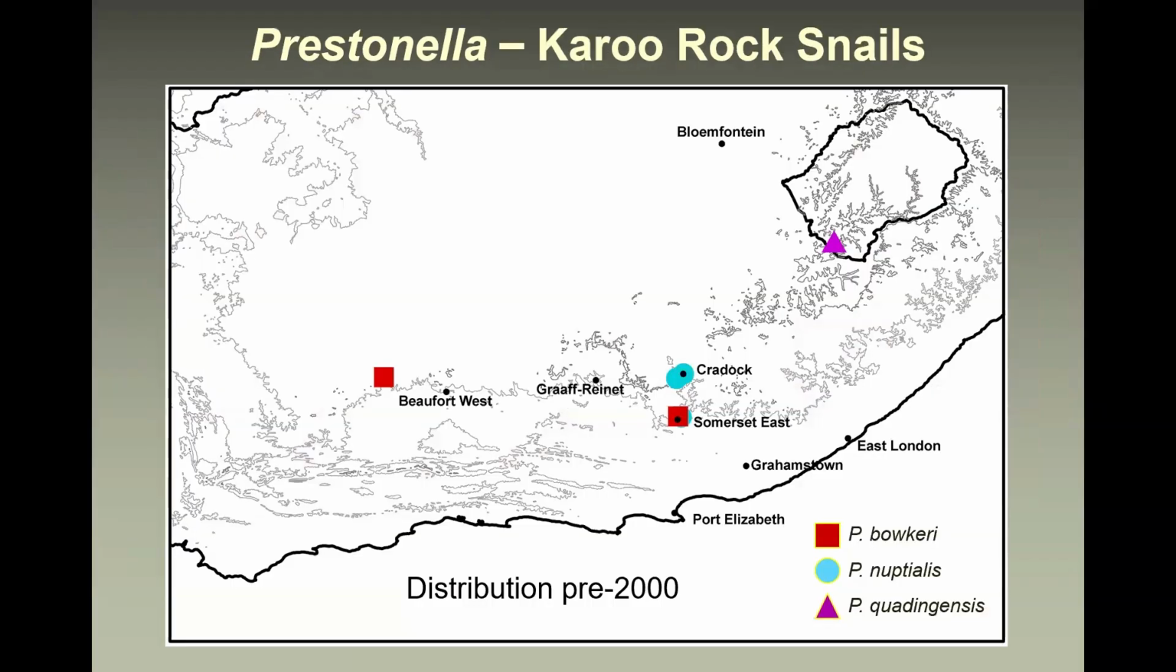This is the known distribution. We have Prestonella bowkeri here from Somerset East, and then another lot over here to the west of Beaufort West in the Karoo. Then we have Prestonella nuptialis here in Cradock, and also a population in Somerset East. And the third species, the poorly known one, here in southwestern Lesotho. We've looked for it there, but we have not found any evidence of a Prestonella-like thing in that part of the world. So this was our distribution pre-2000.